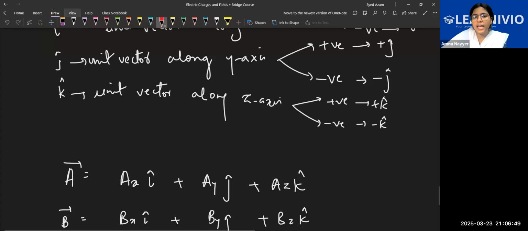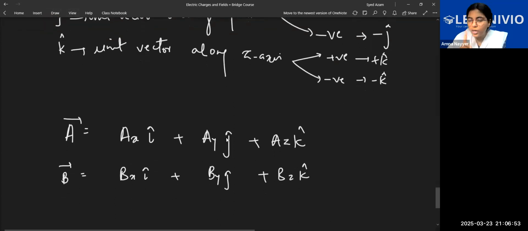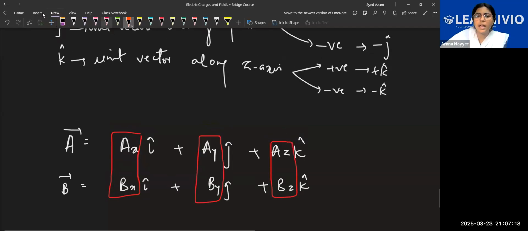Now, when I have to find the resultant of these vectors, you just take the coefficients like this. Coefficients of i cap, all the coefficients, add them. Only i cap's coefficients will be added, then only j cap's coefficients will be added, and then only k cap's coefficients will be added. Or, the same thing, they'll be subtracted also.